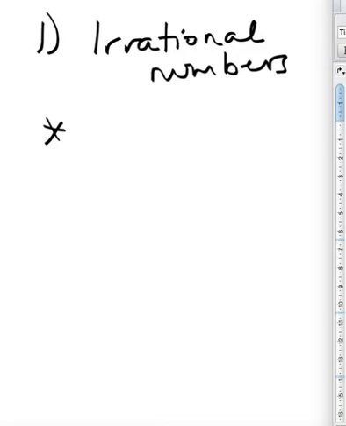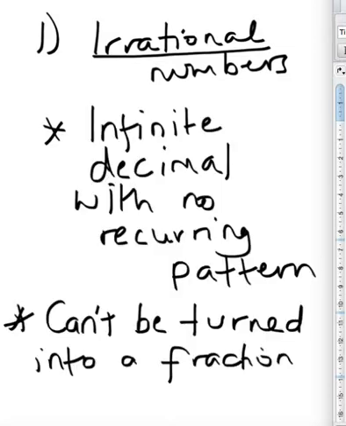Now, question 1 talks about a keyword that you have to remember, which is called irrational. There are two main points that describe an irrational number. The first one, we know an irrational number is infinite. That's another keyword, which means never ending. So it's an infinite decimal with no recurring pattern. Recurring is another keyword that means a pattern. So the decimals are just random numbers. The other important point is it can't be turned into a fraction. That's something else you'll see later on in the year.